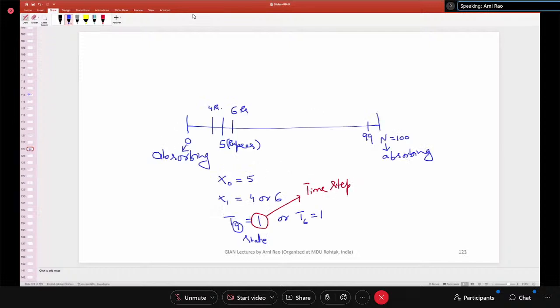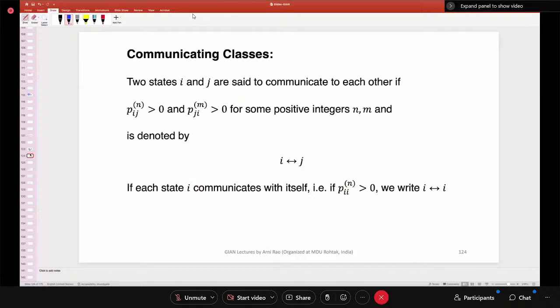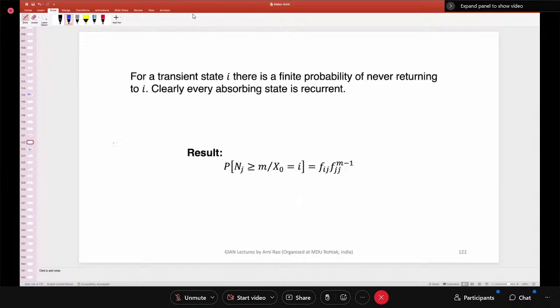Starting from 0, once the state is 0, it remains 0. Once the gambler reaches state n, he remains there. The game is over, so they remain at n equal to 100. That's why absorbing states are recurrent states. This result is a homework you all can work out.